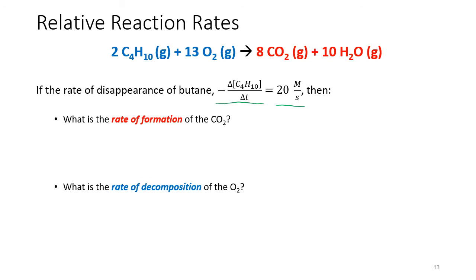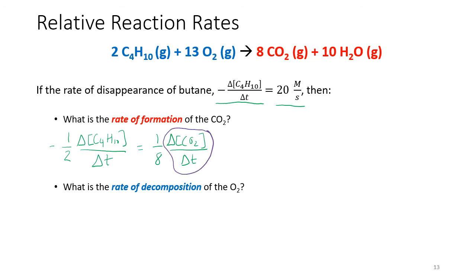So what was our relationship between butane and CO2? We had 1/2 and we had negative change in concentration of C4H10 divided by delta T, and that was equal to 1/8 times our concentration of CO2 divided by delta T. And so what we want to solve for then, in this case, we're looking for the rate of formation of CO2. We want to isolate this fraction right here, which talks about the rate of CO2. So in this case, we'll divide both sides by 1/8.